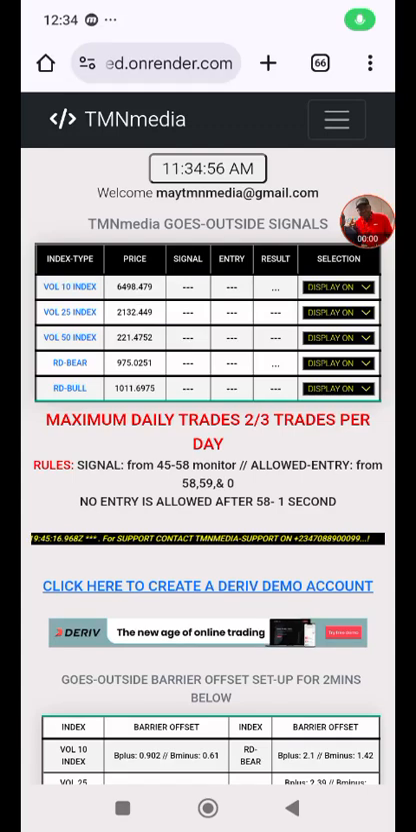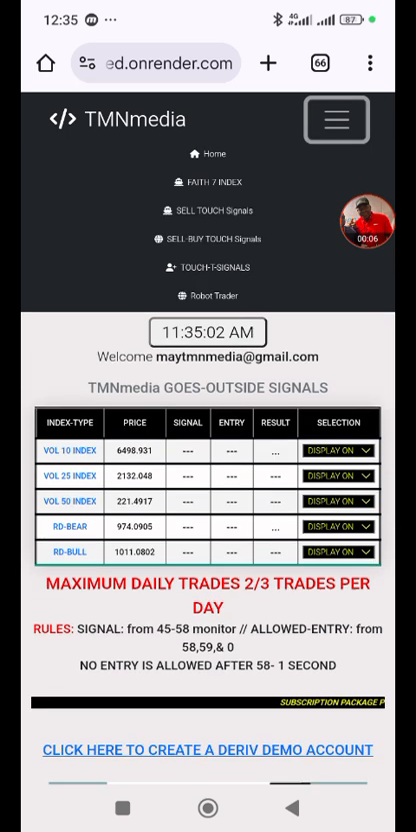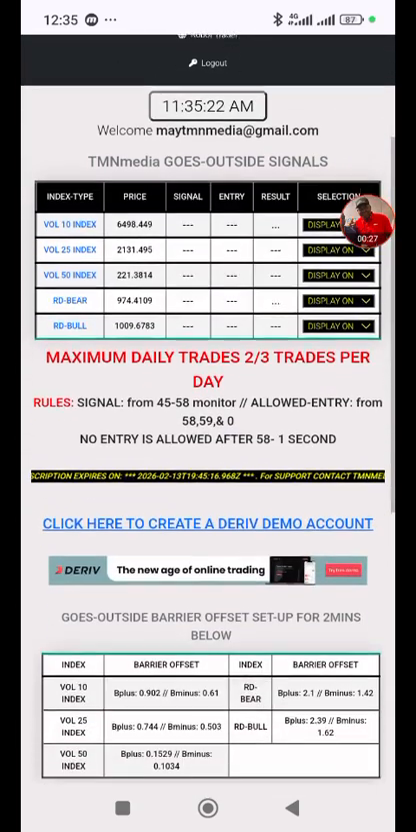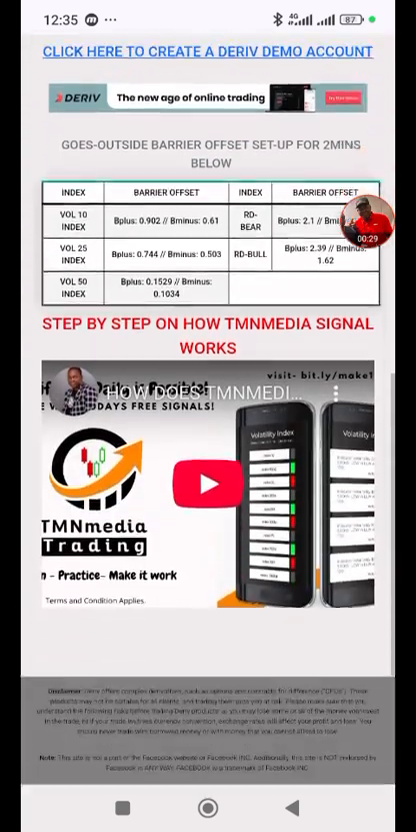This is an example of my Signal service page. Once you log in, you have signals for two major versions of trading. The first one is goes outside, the second one is touch. Now, I have two different versions of signals generated for the same options of trading. For instance, this one on the home page is for goes outside.